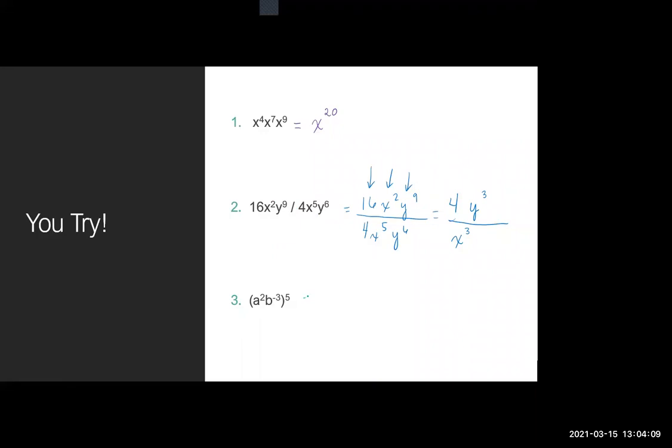Okay, now our last one here, power to a power, we multiply the exponents. So I've got a to the 2 times 5. I've got b to the negative 3 times 5. So a to the 2 times 5, that's a to the 10th, and b to the negative 15. And remember what we do with negative exponents, right? We put it on the bottom of a fraction. And then if you want to multiply those fractions, you can.